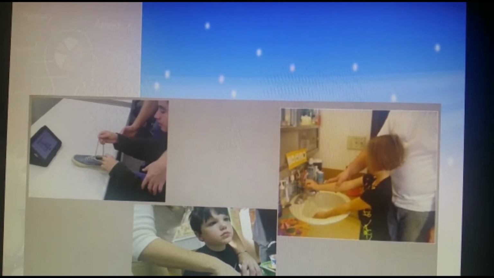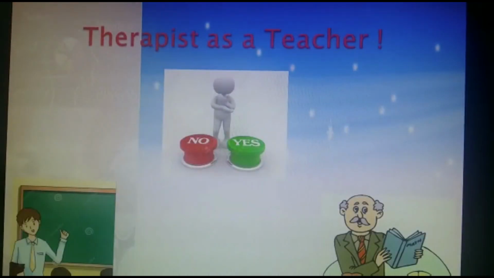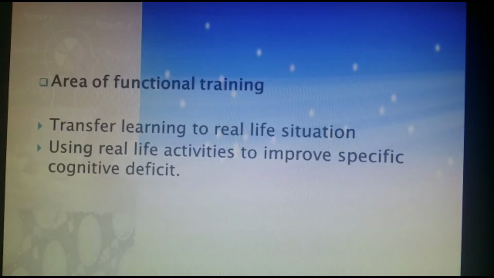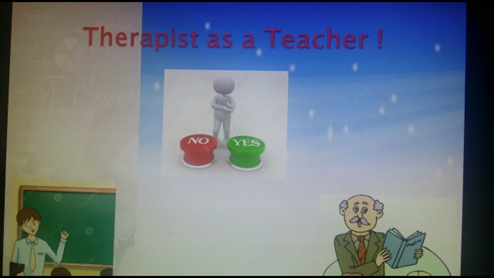At the same time, I can also improve the marketing skills, like money management, and also how to communicate with others in the community. So I can achieve two goals: improving particular cognitive skills and improving functional skills. Again, functional training is one of the core areas of cognitive rehabilitation therapy. So this is basically what we talk about when we talk about the approaches in cognitive rehabilitation.